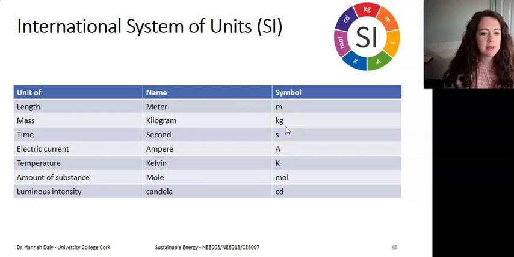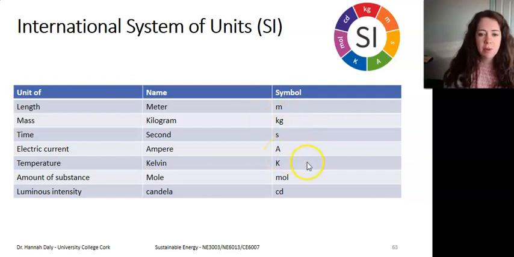A kilogram is the standard unit of mass. Second is the standard unit of time. Ampere is the unit of electrical current. Kelvin is K. The mole is the amount of the substance, and luminous intensity is the candela. So we will typically only deal with the first few of them.